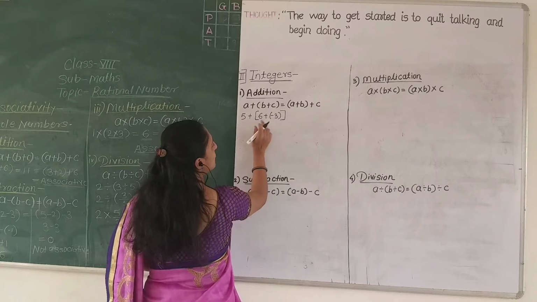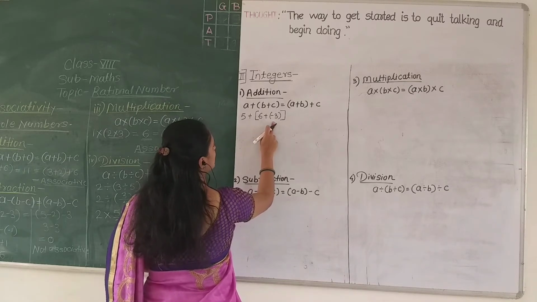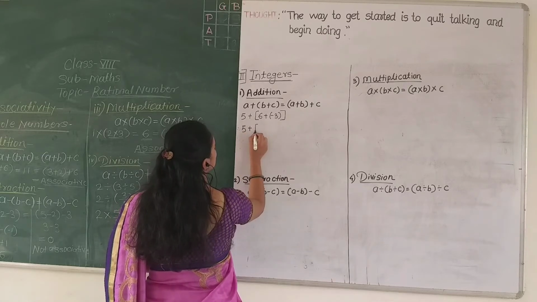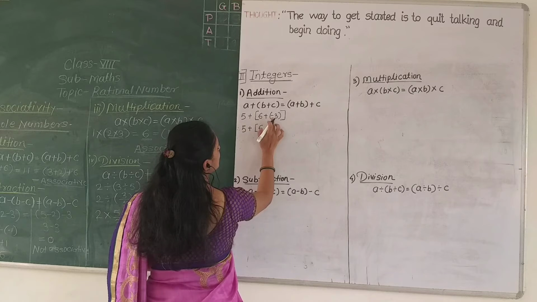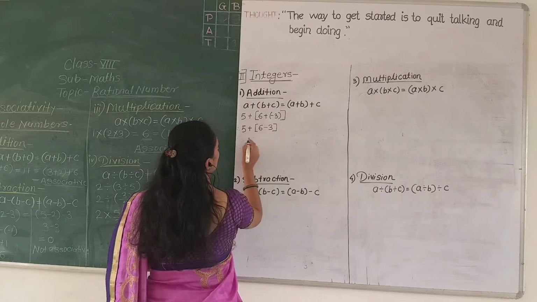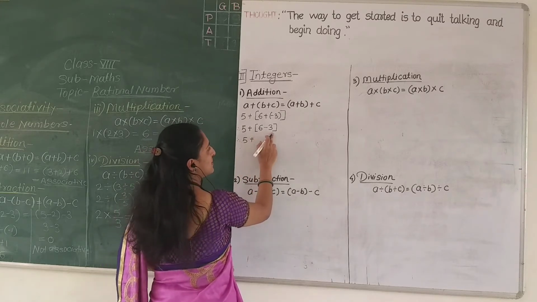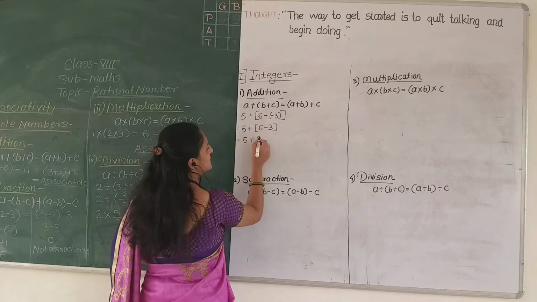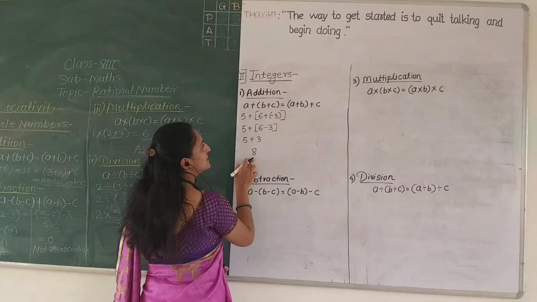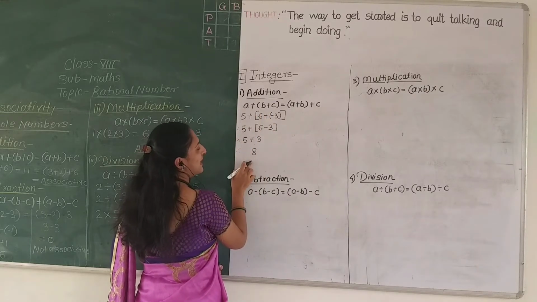We make the group of 6 and negative 3 here. Now first we have to solve the bracket. So 5 plus, in the bracket 6 plus negative 3, plus into minus is minus. So 6 minus 3 is 3, and 5 plus 3 is equal to 8. So in LHS we get the answer 8.